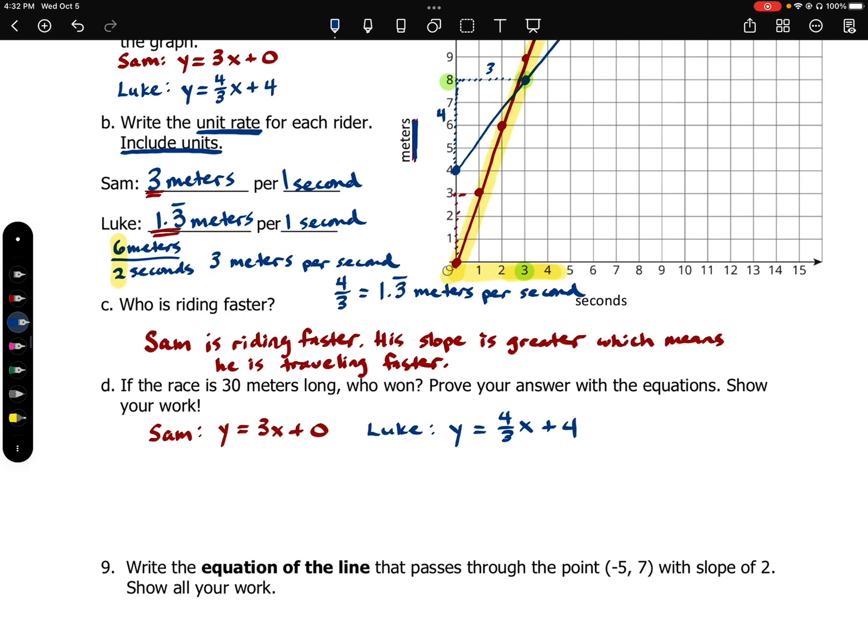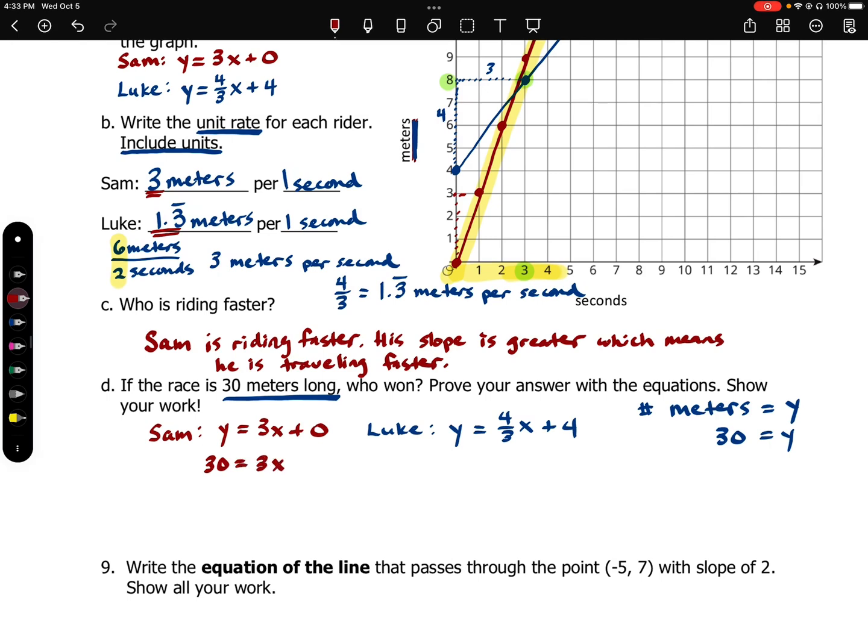Okay, and if we're trying to figure out how fast could they get to 30 meters, remember we're looking at meters as our y-axis, right? So meters is equal to y, or a number of meters. So if we're going to put in 30 meters, we're going to put that in for our y to figure out how many seconds it took them to get to it. So let's do that. Let's plug in 30 for y.